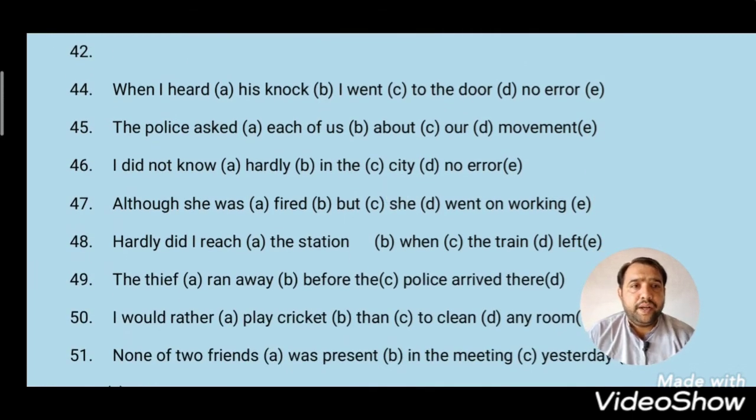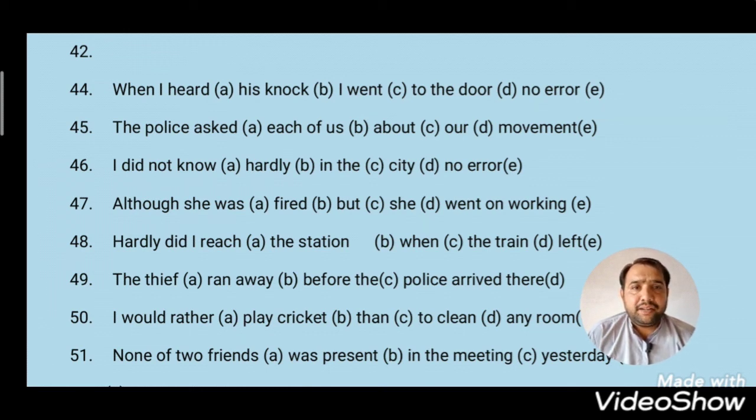According to number 47, although she was fired, but she went on working. Guys, there is an essential point which you have to remember, that sometimes two conjunctions can't be used at a time. Suppose we have already used the conjunction although, then why do we need to use an extra conjunction in this sentence? Simply we have to replace the conjunction but with a comma. So here we should say, although she was fired, she went on working.